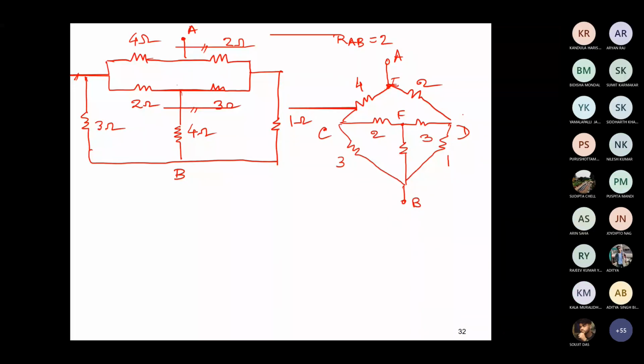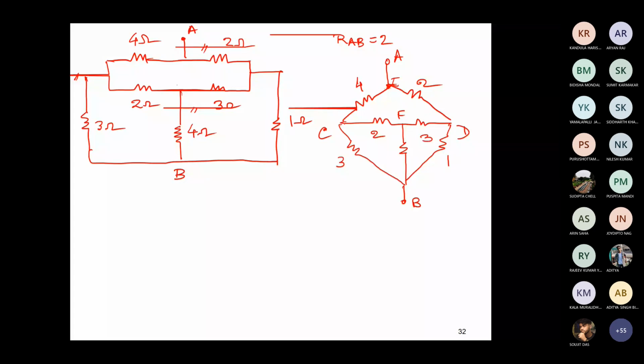So what is the option then? How can we go for it? EC and F, sorry, E, F and B, 4, 2 and 3, the bottom two triangles. If we can convert this as a delta, I think it will be easier, isn't it? This inner one, what do you say?